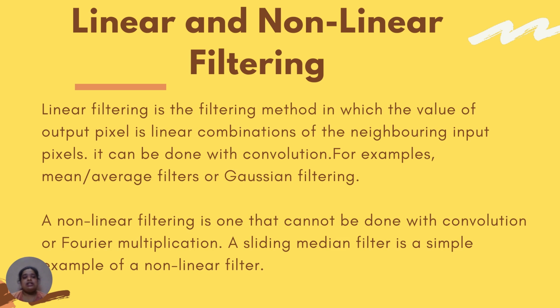Now let us see what linear and nonlinear noise filtering is. Linear filtering is the filtering method in which the value of the output pixel is a linear combination of the neighboring input pixels. It can be done with convolution, for example, mean or average filters or Gaussian filtering. A nonlinear filter is one that cannot be done with convolution or Fourier multiplication. A sliding median filter is a simple example of nonlinear filtering.